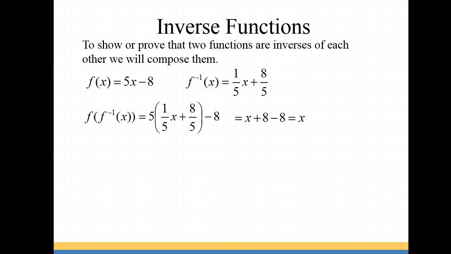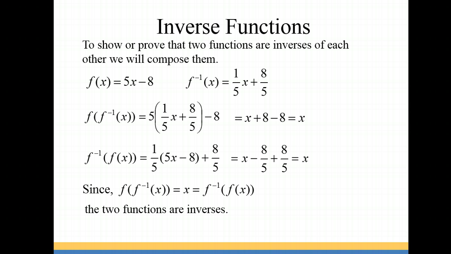Now this should work in both directions if they're actually inverses of each other. So we're going to take the f of x function and put it in for x in the inverse function. So I replaced x with 5x minus 8. Now I'm going to distribute the 1/5, and that's going to give me x minus 8/5, and then adding the 8/5 gives me back x. So this shows the two functions are inverses of each other.